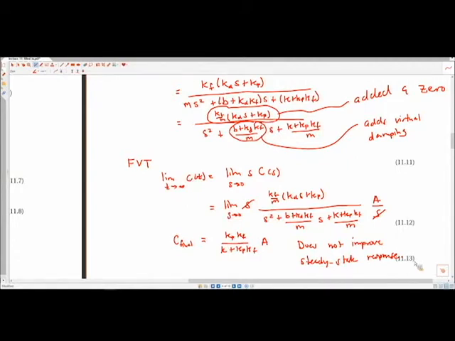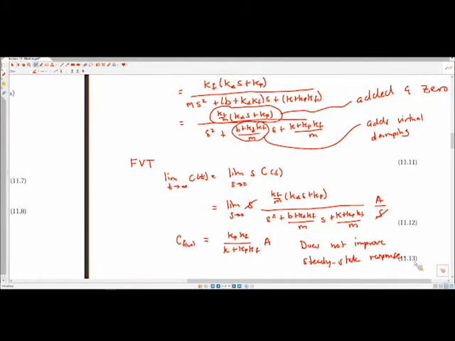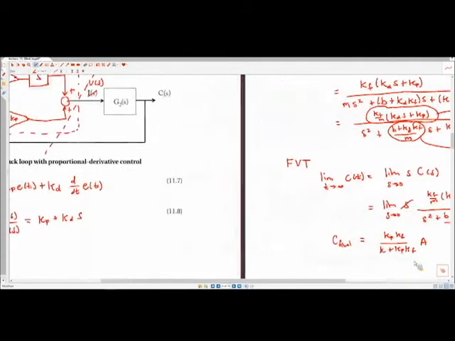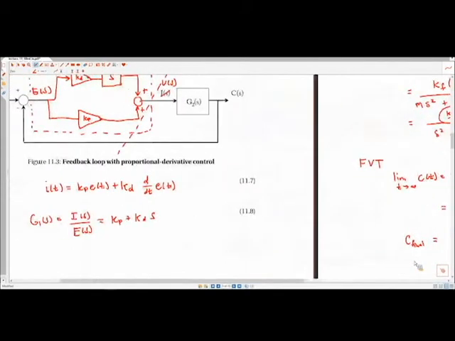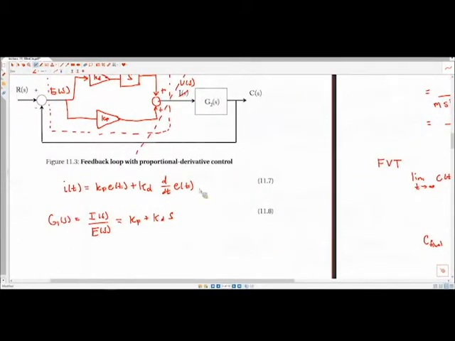And that makes sense too, because if you look at what it's actually doing, it's acting on the derivative of the error. And so at steady state, all the oscillations have died out, right? So the derivative of your error with respect to time should be equal to 0. So regardless of what KD is, it has no effect. KP is the one that affects steady state.